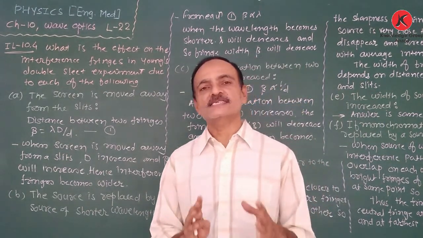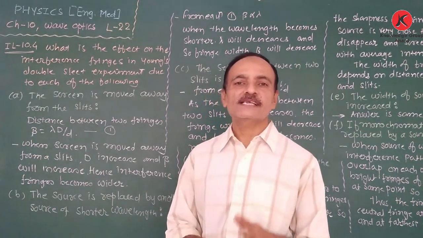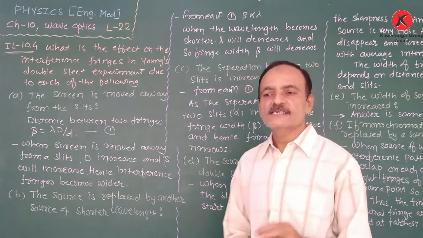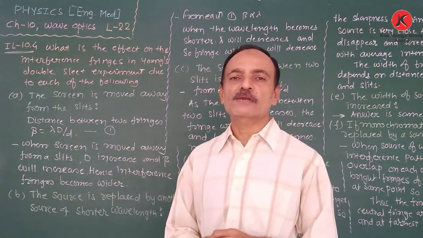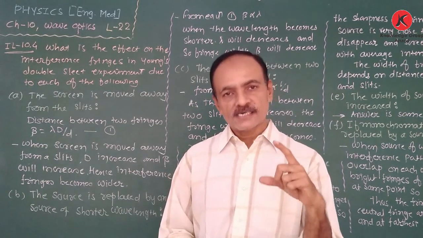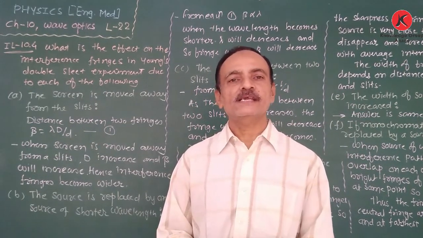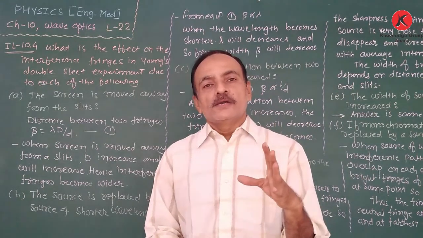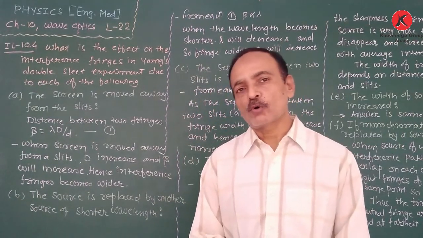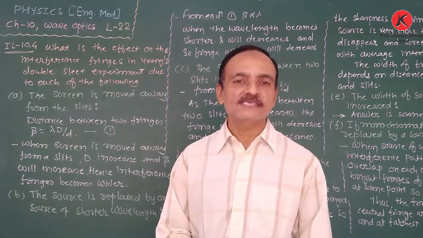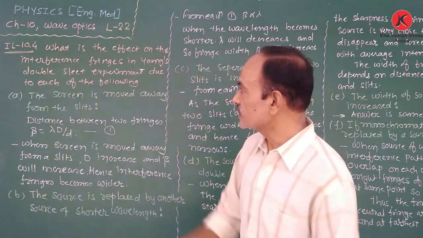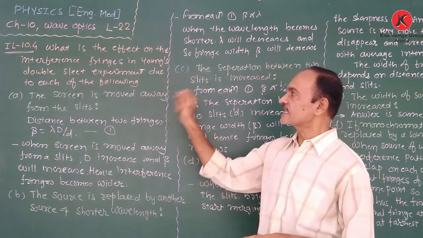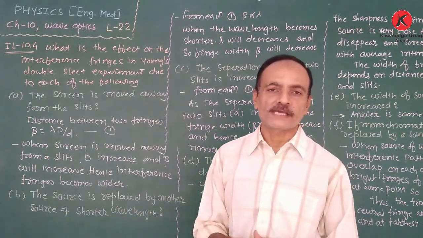This illustration depends on Young's double slit experiment to obtain the interference pattern. In interference, the physical quantities are the distance between the two slits, small d, and the distance between the screen and the slits, capital D. Due to a change in these parameters, what is the effect on the fringes? Today we are going to discuss this. So the question is: what is the effect on the interference fringes in Young's double slit experiment due to each of the following?